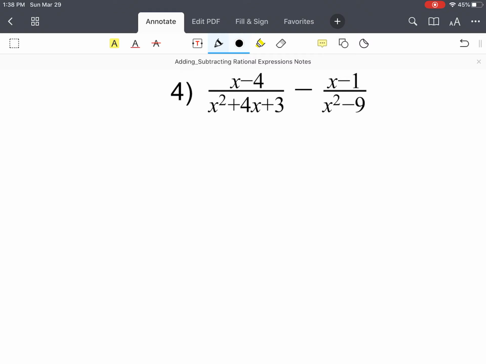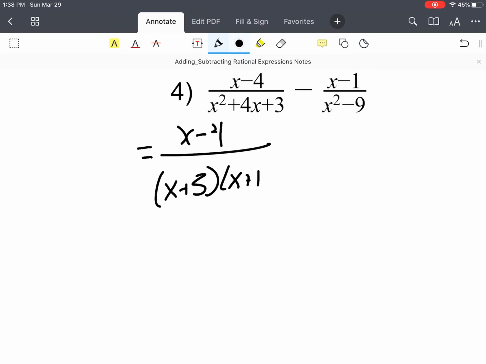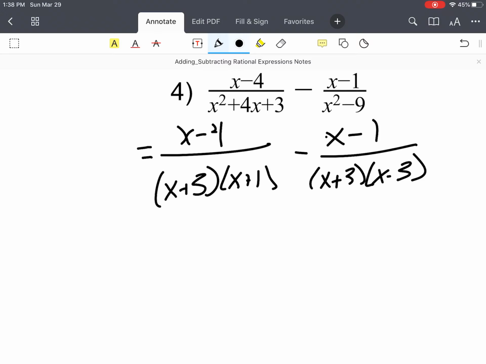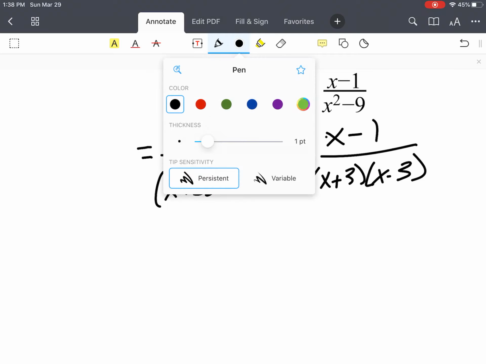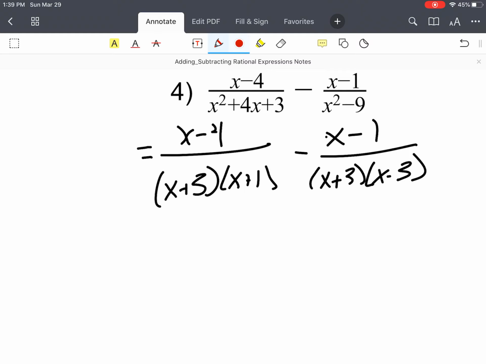All right, so on this one, we have things to factor on both sides. So this is x minus 4 over x plus 3 times x plus 1 minus x minus 1 over, that factors to x plus 3, x minus 3. Okay, so in this case, we need something in both fractions. In our left fraction, we are going to need to multiply by an x minus 3. In our right fraction, we're going to need to multiply by an x plus 1. Okay? So let's do that.